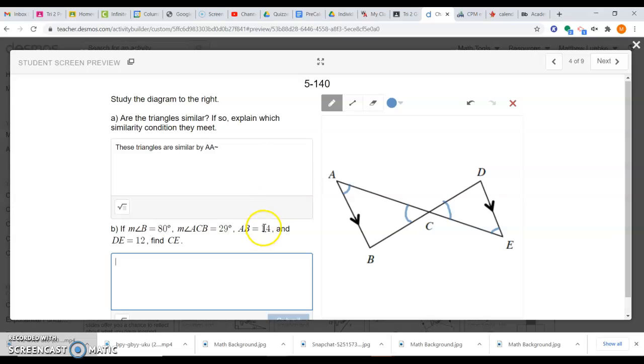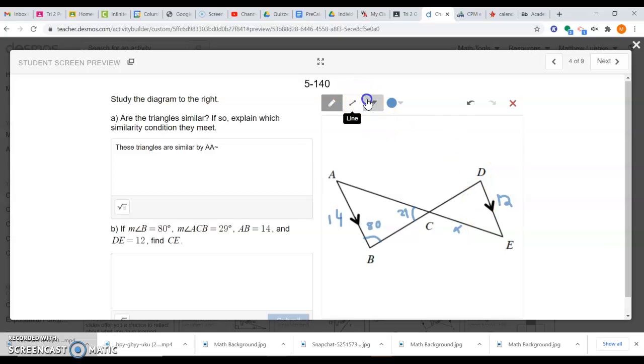Now, part B here gets a little trickier. We need to remember what sides are corresponding, but first let's fill in this information. Angle B equals 80, so I'm going to put that in here. I'm going to erase some of the other marks that we made for part A. Angle ACB equals 29, so this angle here is 29. And AB is 14, and DE is 12. That's the information they're giving us, and they want us to find CE, which I'm going to call X.